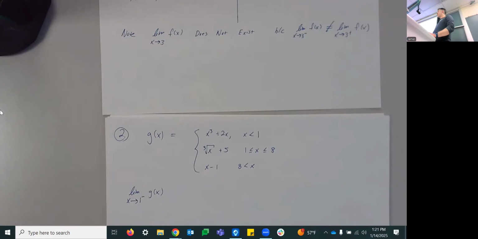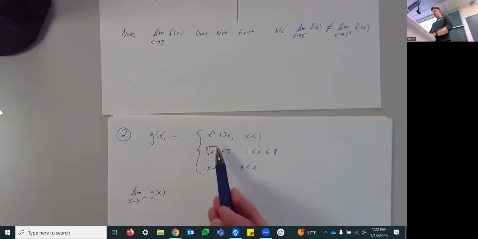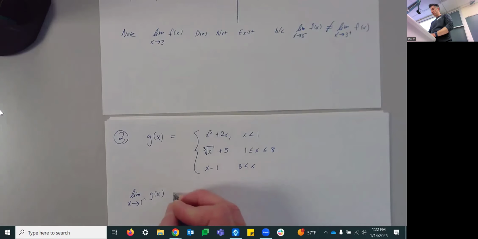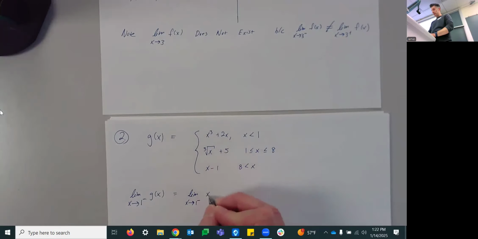So without the graph, I have to do a little bit more looking at what's going on. So if I'm approaching 1 from the left of this function, I'm using the piece of this function where x is less than 1. So I'm going to say, great, that's the limit as x approaches 1 from the left of x cubed plus 2x.